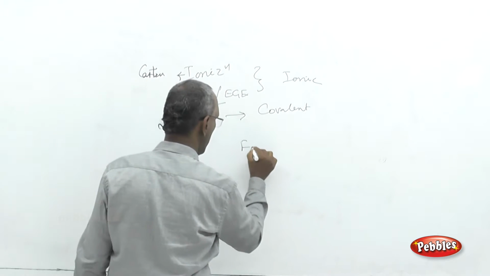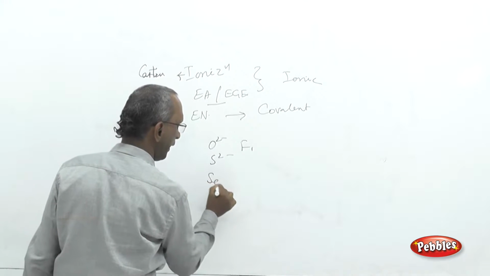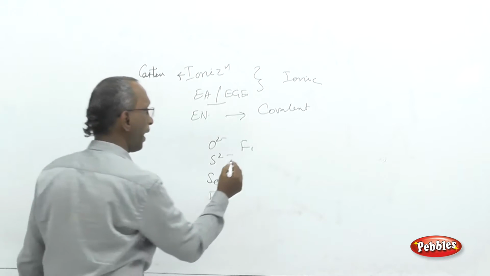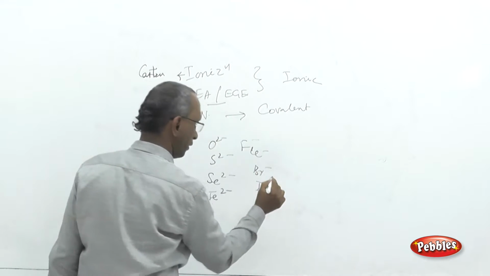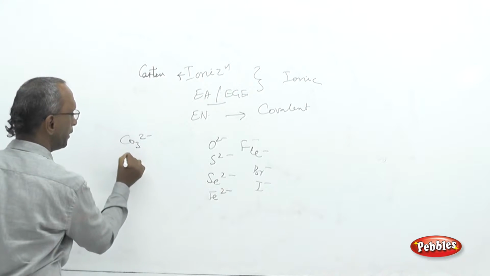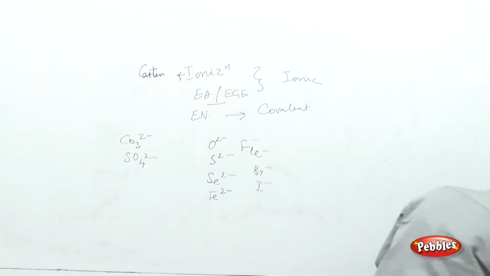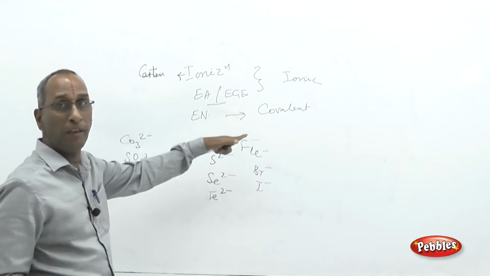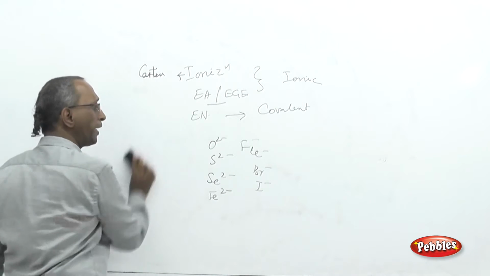So fluorine, halogens and the oxygen group in oxide, sulfide, selenide, telluride, they form preferably their second anionic charge. Halide, fluoride, chloride, bromide, they form unit negative charge. So that is to be noted. Even in the case of molecular species, carbonate, sulfate, their charges are to be noted. So electron gain enthalpy is important in anion formation. Ionization energy is important in cation formation.